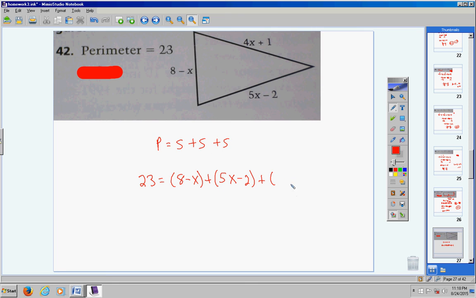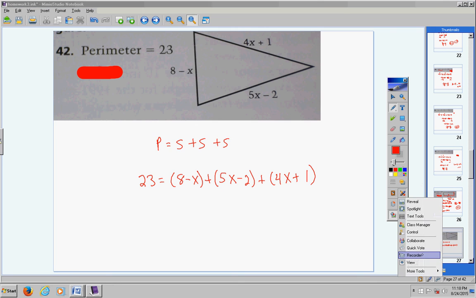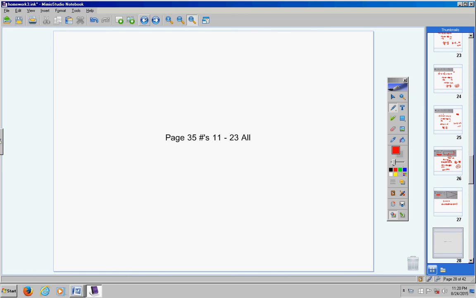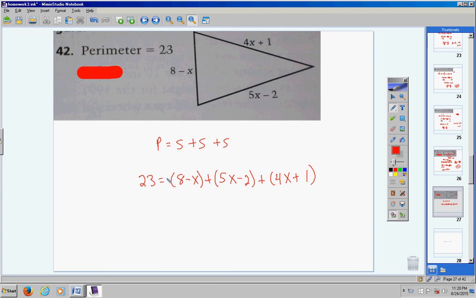So for this parentheses here, I'm going to put 4x plus 1. Alright? Now students, probably a lot of you did not put parentheses around this. You still get the right answer. But always be careful. I recommend you always put parentheses when you make a substitution. Anyways, what is in front of this parentheses here? Even though you cannot see it, it's a positive sign.